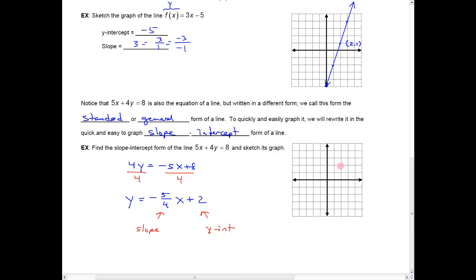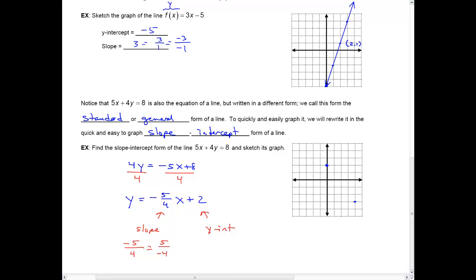So to graph this, I'll put a dot at 2 on the y-axis. That's my y-intercept. And then to find another point, I'll just go the slope of negative 5/4. That'll be a rise of negative 5 and a run of 4. Notice I could also think of it as a rise of positive 5 and a run of negative 4.